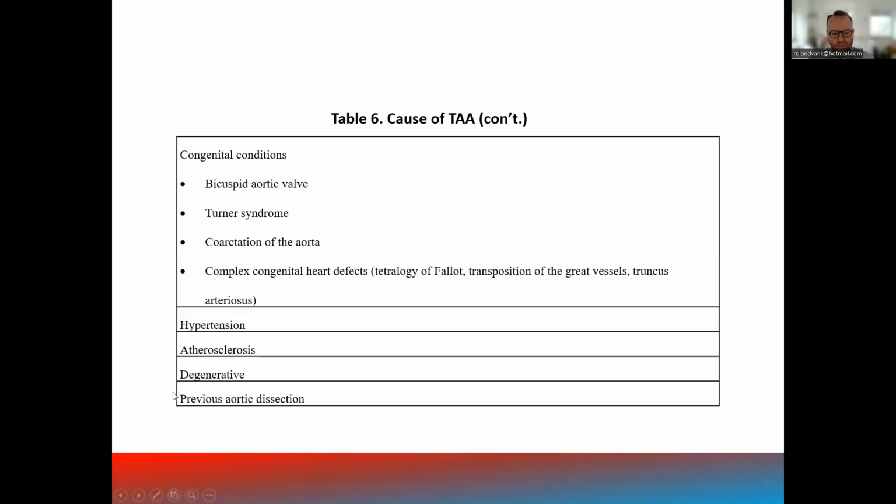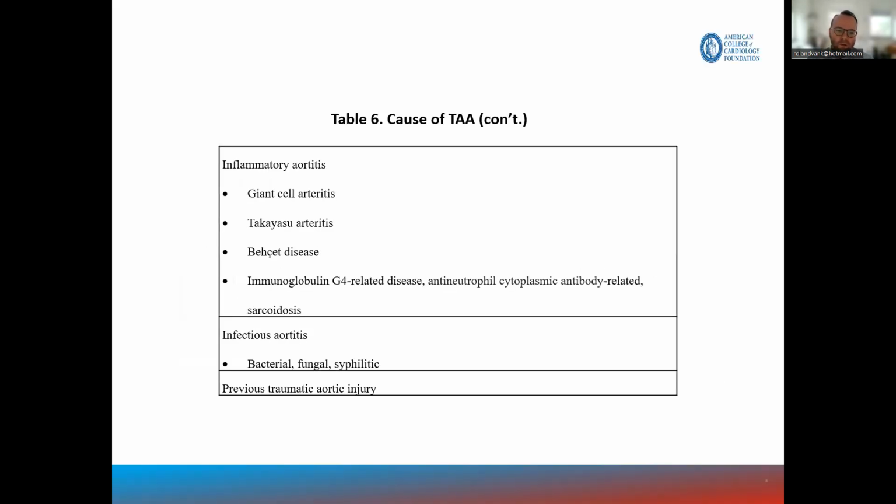Other causes are hypertension, atherosclerosis, degenerative changes, and previous aortic dissection, which may result in dilation of the aorta. Furthermore, inflammatory aortitis is causing thoracic aortic aneurysms, and also infectious causes may result in thoracic aortic aneurysms, as for instance Q fever, which is actually a combination of an infectious disease with an inflammatory reaction causing aortic aneurysms. Previous traumatic aortic injury may also result in a thoracic aortic aneurysm.